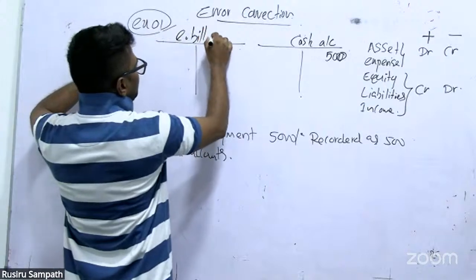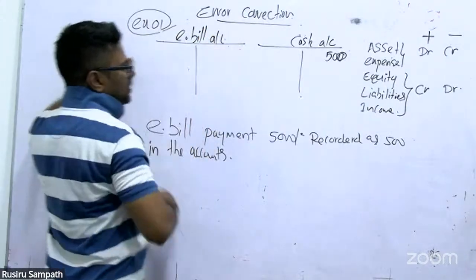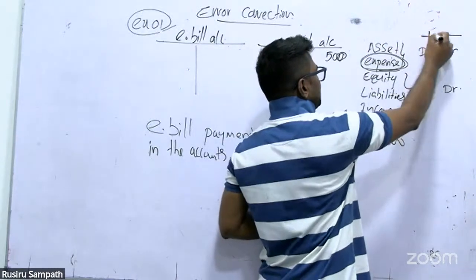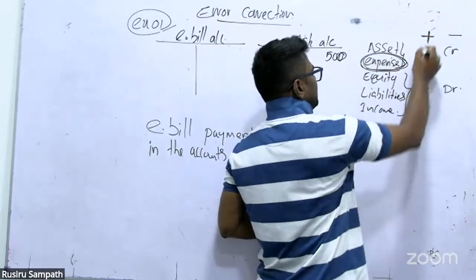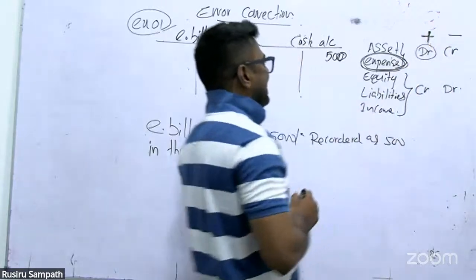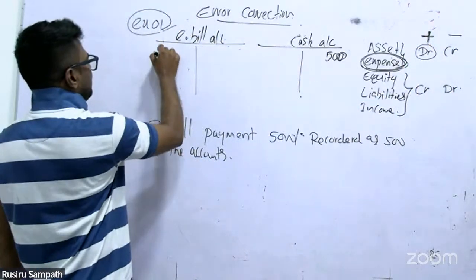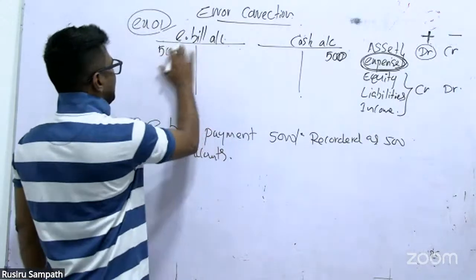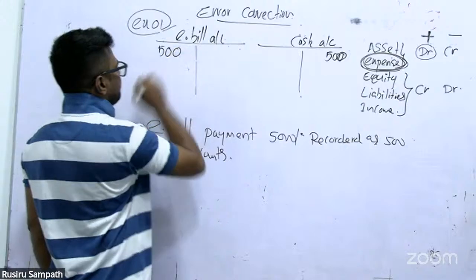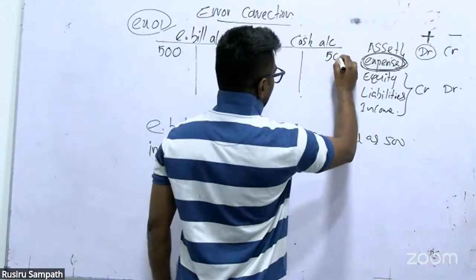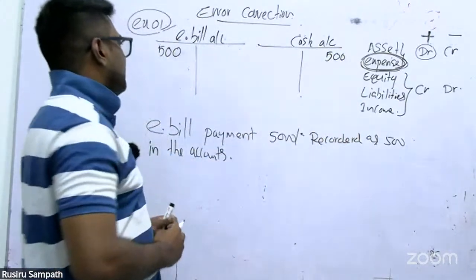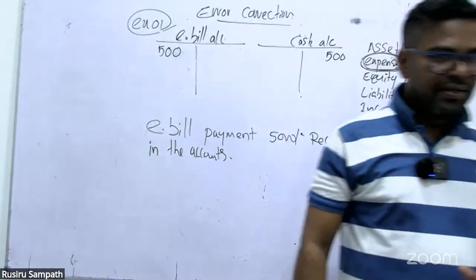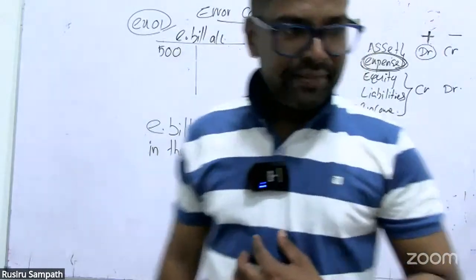On the other side, go to the e-bill accounts, the electricity bill account. E-bills are expenses. Expenses increase, so expenses increase debit. Corrected amount 5,000, but erroneously recorded as 500. Both the accounts are recorded 500. Got it, Buddha? Got it?